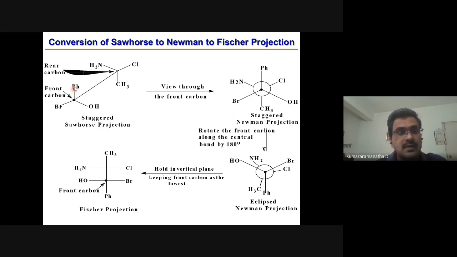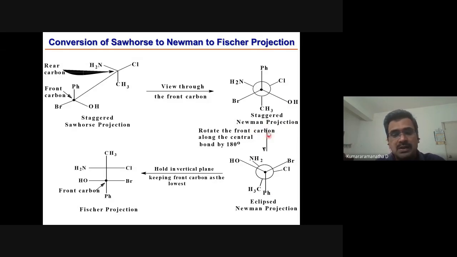Now you see the phenyl and methyl groups are in opposite positions, front carbon to rear carbon. So make the rear carbon a circle and keep the methyl group, amine, and chloro group. So this is the staggered configuration. You can easily identify it because phenyl and methyl are opposite. If methyl were in the same direction as the phenyl group, then you would have an eclipsed kind of conformation. Now it is a staggered conformation.